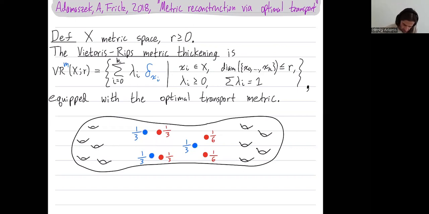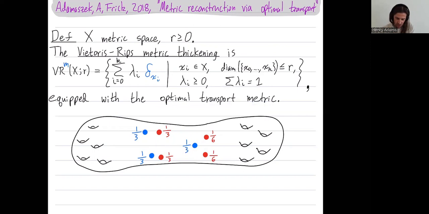And similarly, in my Rips complex, if the scale is large enough, I might have had this tetrahedron in the Rips complex. And maybe I have some point in barycentric coordinates inside this tetrahedron. In this new perspective, I just reinterpret that as a measure whose mass at each vertex is given by the barycentric coordinates. And now I can put a new metric on the space, the optimal transport metric.